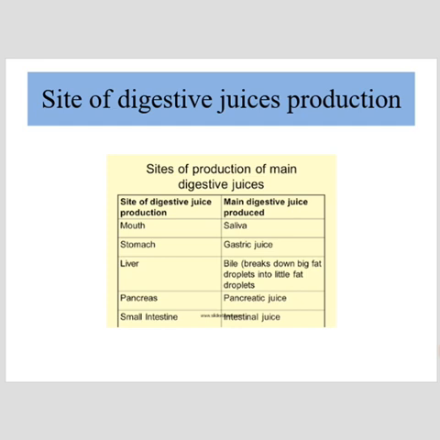So we have 5 digestive juices. Let's count together. Saliva, which is produced by the mouth. Gastric juice, which is produced by the stomach. Bile, which is produced by the liver. And pancreatic juice, which is produced by the pancreas. And the last one is the intestinal juice, which is produced by the small intestine.